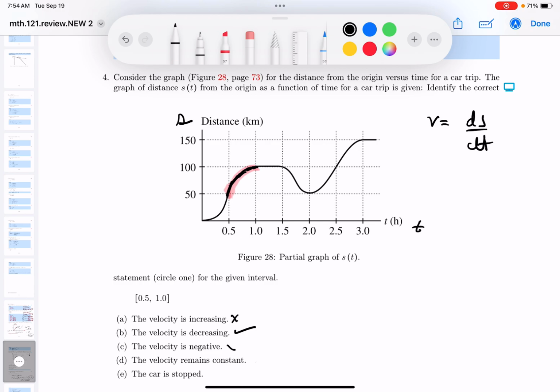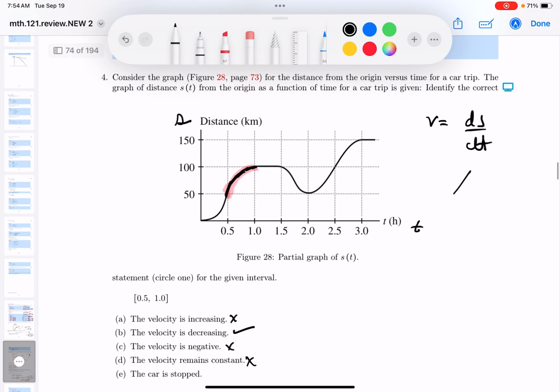Velocity is negative. That's not true. The velocities are all positive. They're all positive slopes. Over here, velocity is constant. That's not true. A constant velocity would have a slope of 0, and that's not true there. The car is stopped. The car is not stopped. It has a positive velocity. So I'm going to say that's the only legitimate answer I can give.